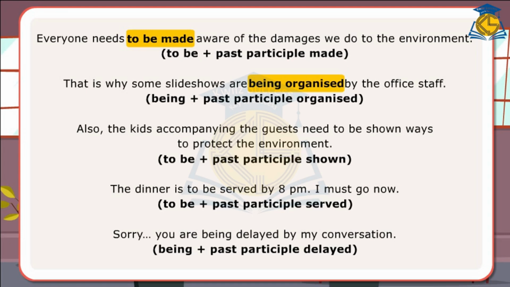Also, the kids accompanying the guests need to be shown ways to protect the environment. To be plus past participle shown. The dinner is to be served by 8 p.m. I must go now. To be plus past participle served. Sorry, you are being delayed by my conversation. Being plus past participle delayed.